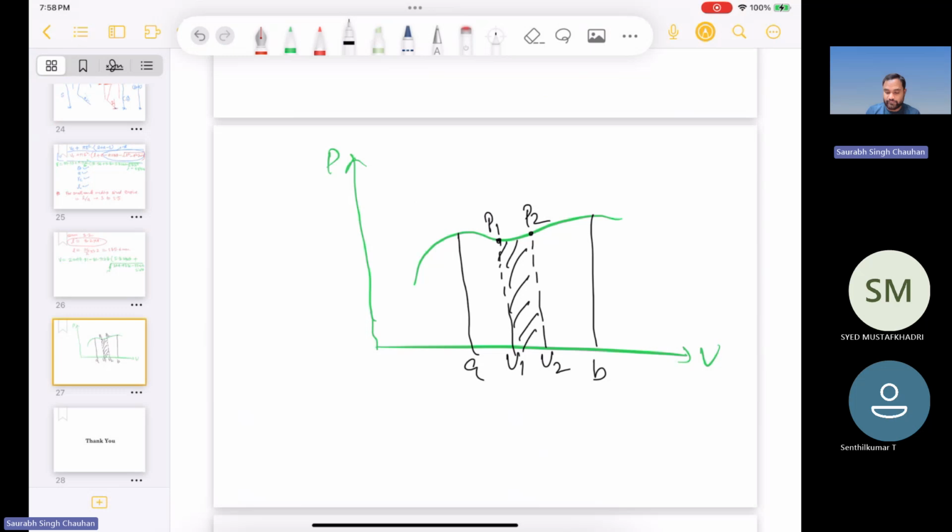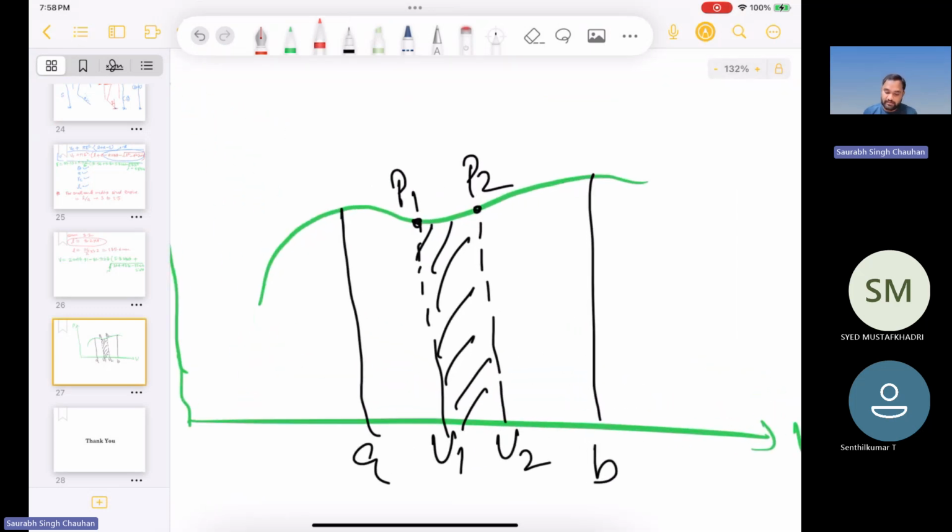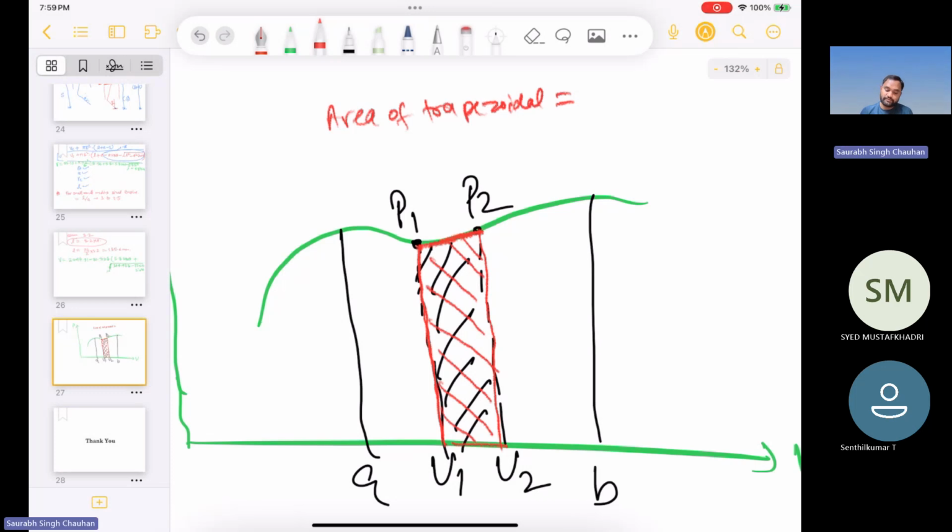So what will be the area of this strip? If you zoom in on this strip, you can make it a trapezoid. Can you see this trapezoid? If you join the points P1 and P2, and the trapezoid is very thin, so that V1 and V2 are not very far apart, then the area of this small strip will be approximately equal to the area of this trapezoid, right? What is the formula for the area of a trapezoid? It is (P1 plus P2) divided by 2, times (V2 minus V1), right? Is this clear?